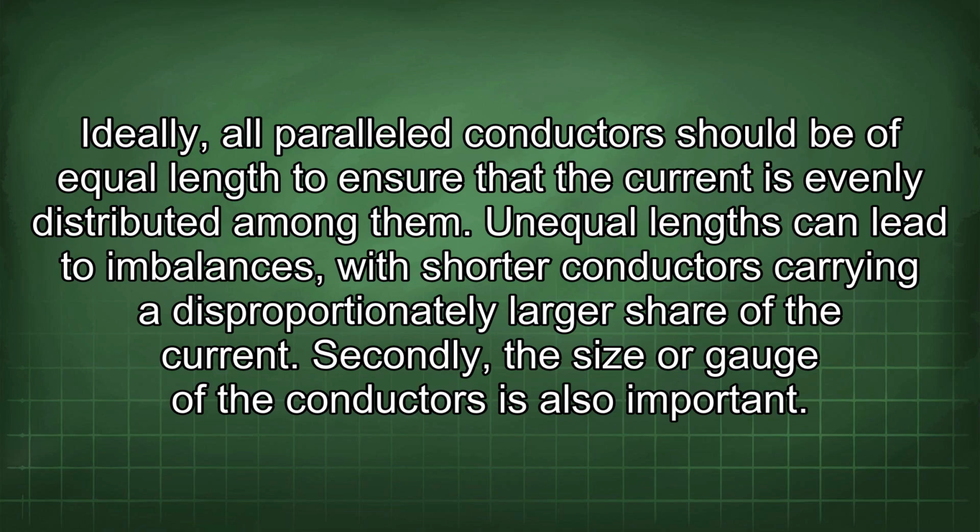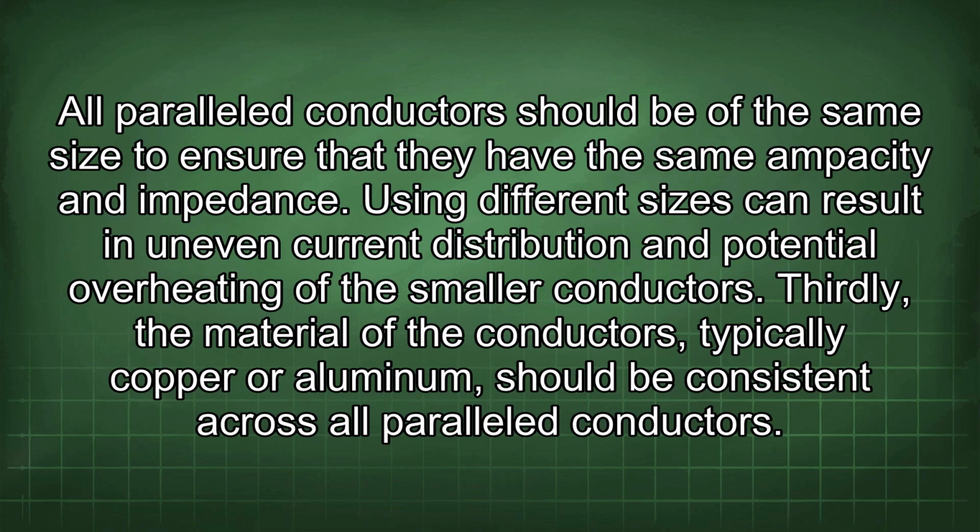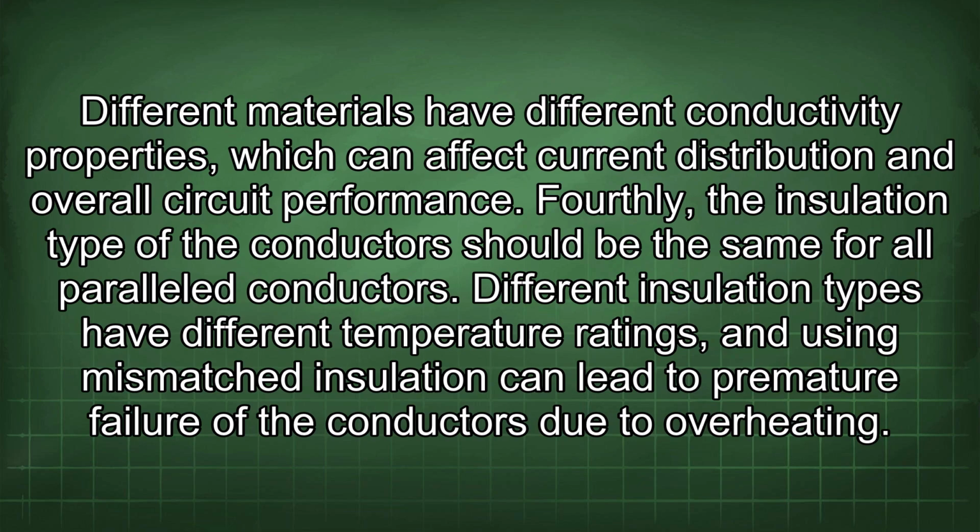Secondly, the size or gauge of the conductors is also important. All parallel conductors should be of the same size to ensure that they have the same ampacity and impedance. Using different sizes can result in uneven current distribution and potential overheating of the smaller conductors. Thirdly, the material of the conductors, typically copper or aluminum, should be consistent across all parallel conductors. Different materials have different conductivity properties, which can affect current distribution and overall circuit performance.